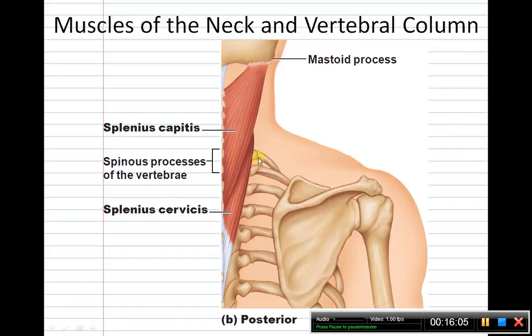Let's look at the posterior part. So if we turn the head around completely and look in the back of the neck, here you can see the vertebra, here you can see the mastoid process. This is the splenius capitis. It's telling you it's coming from the spine and going all the way up to the head, the capitis. Okay? Splenius cervicis is telling you it's coming from the spine and coming up around and wrapping over and grabbing the cervical bones. So if you imagine this tightening, this pulling will tilt the head sideways or laterally to the right.